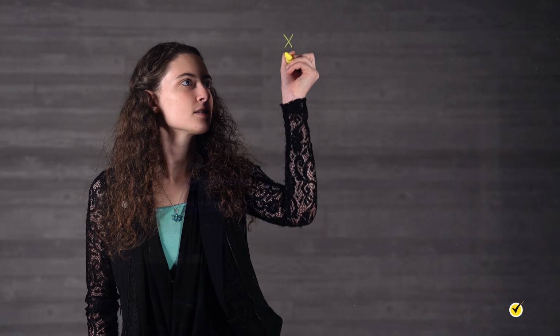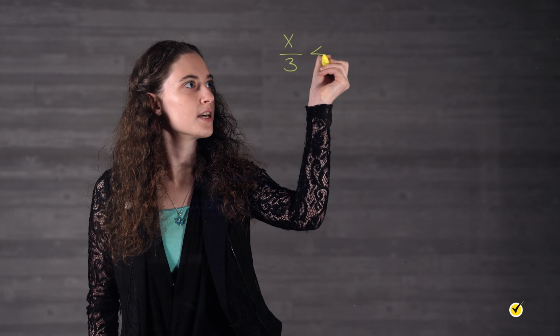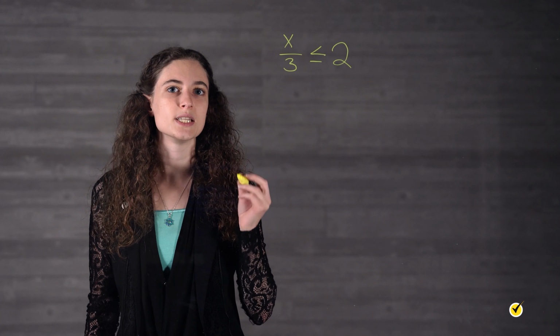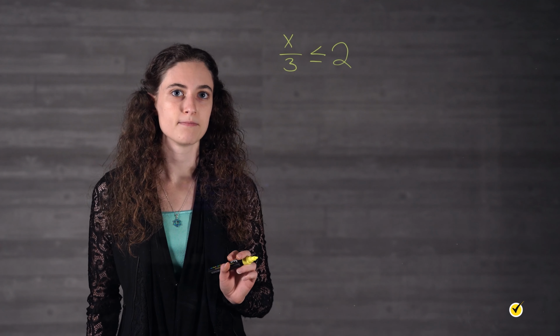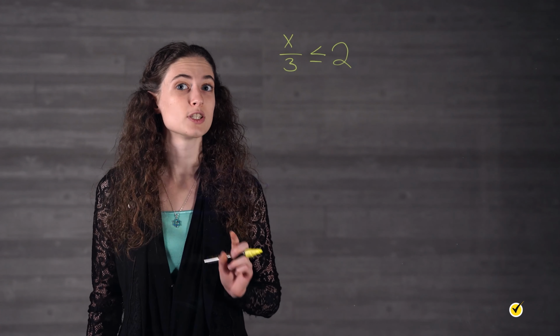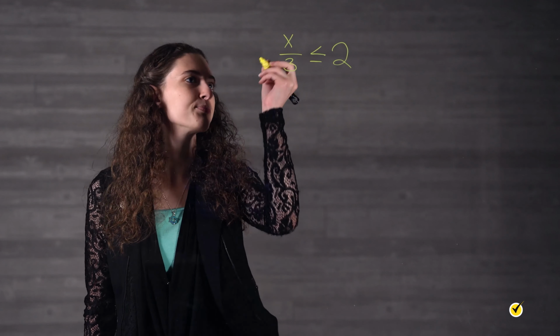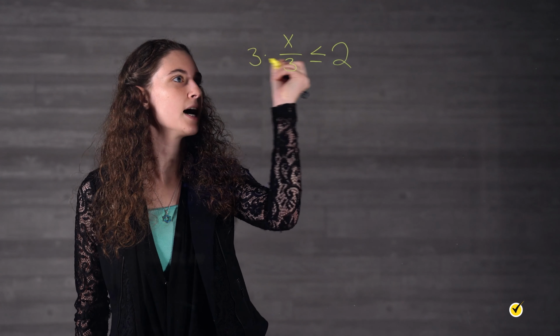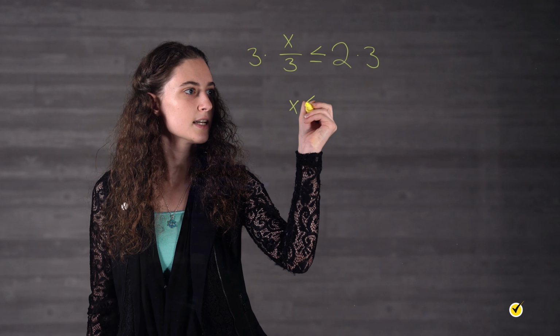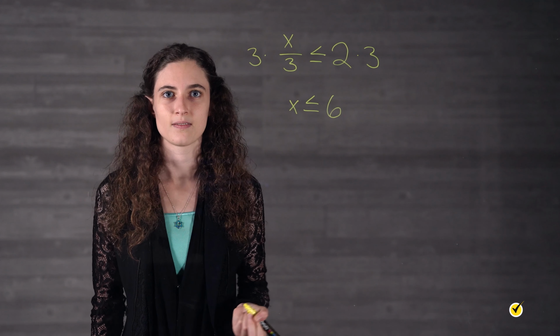What if we had this inequality? x/3 ≤ 2. For this inequality, we need to multiply both sides by 3. When we do this, do we flip our sign? No, we don't have to since we are multiplying by a positive number. So we multiply both sides by 3, and then we get x ≤ 6.